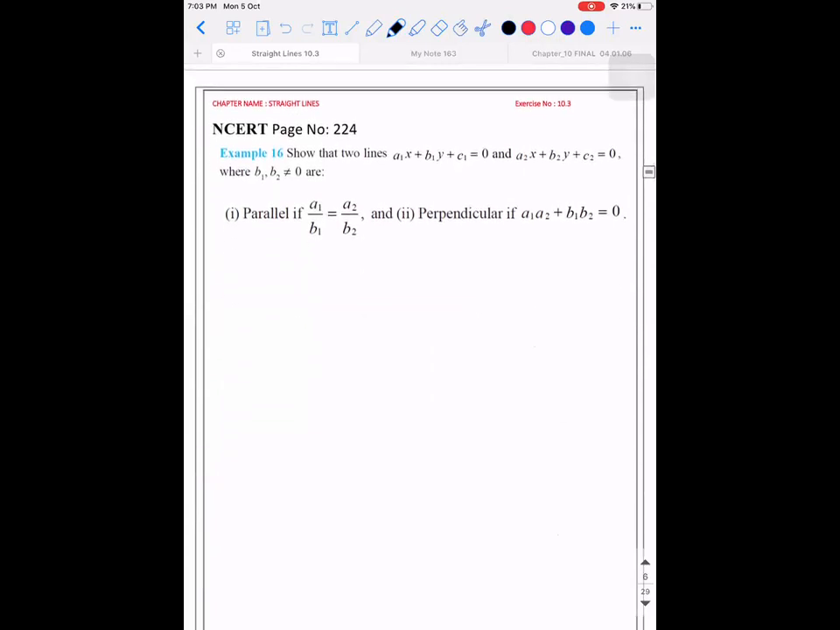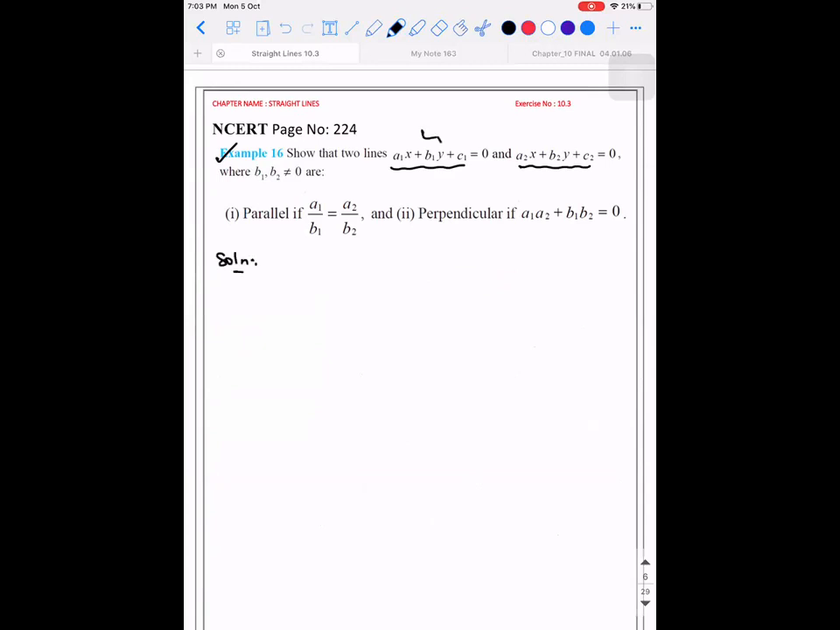Okay. Next. Show that the two lines a1x plus b1y plus c1 equal to 0 and a2x plus b2y plus c2 equal to 0, where b1, b2 is not equal to 0, are parallel if a1 by b1 is equal to a2 by b2, and are perpendicular if a1 a2 plus b1 b2 is equal to 0. Okay, it is also very simple.